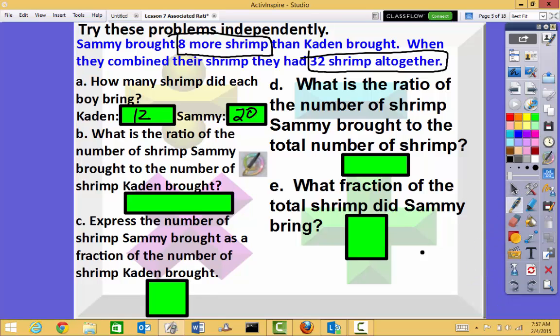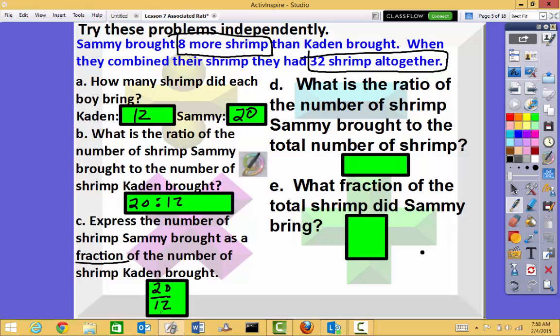Alright, so let's try this one. What is the ratio of the number of shrimp Sammy bought to the number of shrimp Caden brought? Well, Sammy brought 20. Caden brought 12. So my ratio is 20 to 12. Express the number of shrimp Sammy brought as a fraction of the number of shrimp Caden brought. Well, it's asking for the same thing, only this time it's saying a fraction. So it's 20 to 12, or 20 twelfths.